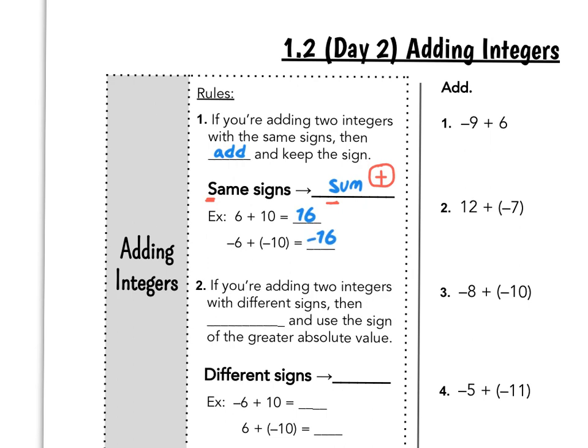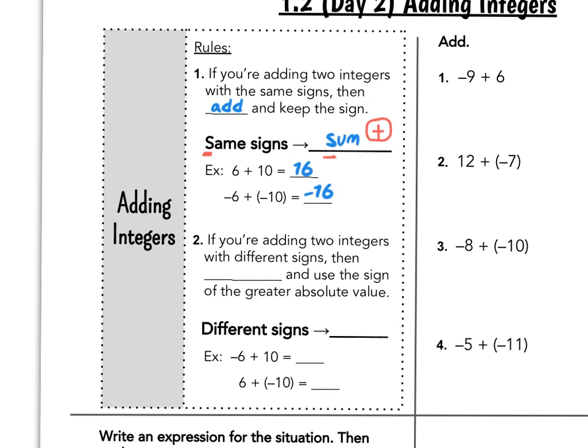Now let's look at the second rule. The second rule says that if you're adding two integers with different signs, then subtract and use the sign of the greater absolute value. To help them remember this rule, I tell kids that if they have different signs, we're going to find the difference.